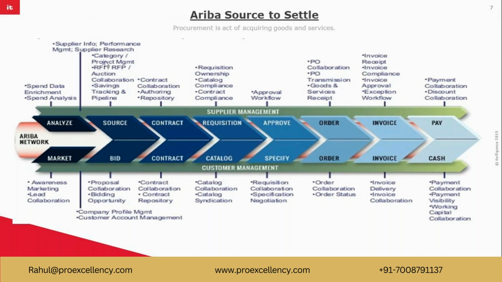Now you can see here, right? It says category, project management, RFI, RFP, auction, collaboration, sourcing, saving, tracking, and pipeline. And what supplier is doing: proposal, collaboration, bidding, and opportunities. What we will be doing, we will be talking about PO collaboration, PO transmission, goods and services receipt. And here what he will be doing, order collaboration and sending the order status. That's where exactly we are.